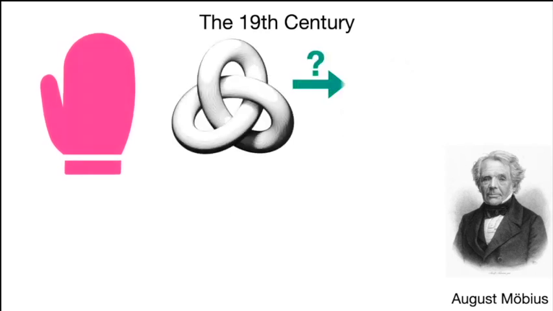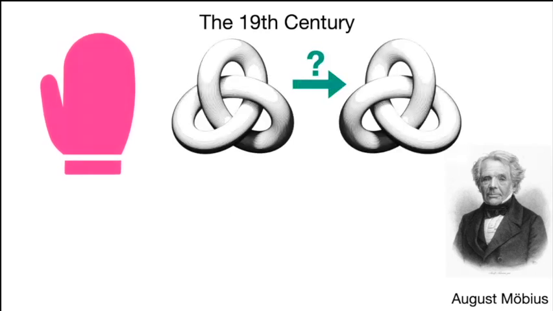We could ask the same thing about three-dimensional shapes. So here's an example of two knots. They look the same, except that they're mirror images of each other. We can't turn one into the other in three-dimensional space, but if we had access to a fourth dimension, we could flip it over in the fourth dimension to turn one of these into the other.